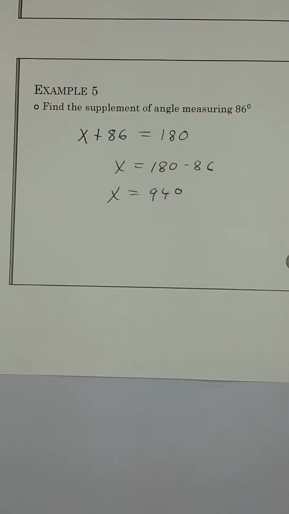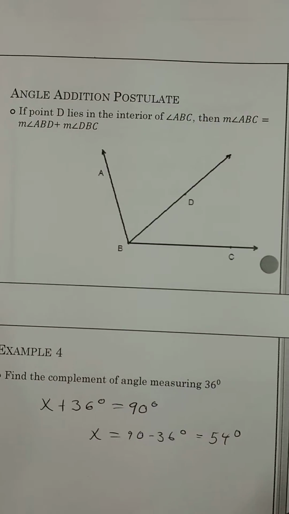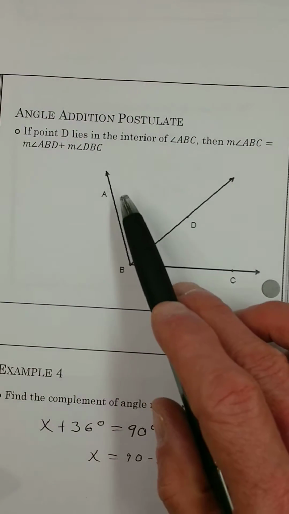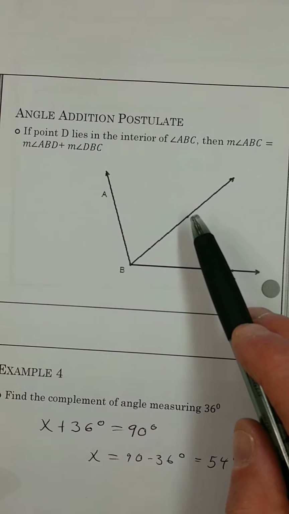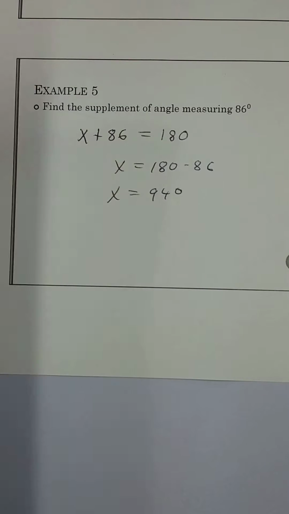So I will go back to doing some examples that involve the segment addition postulate. Again, that is where you have this situation where if you add up ABD's measure plus DBC's measure, you get the entire measure of ABC.